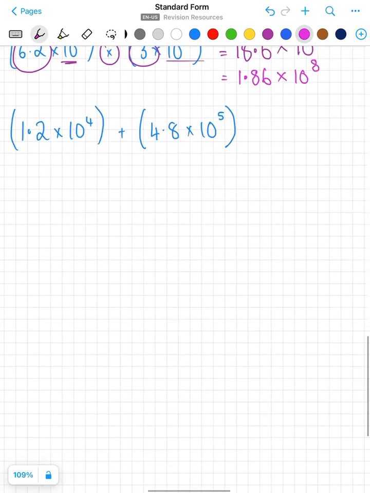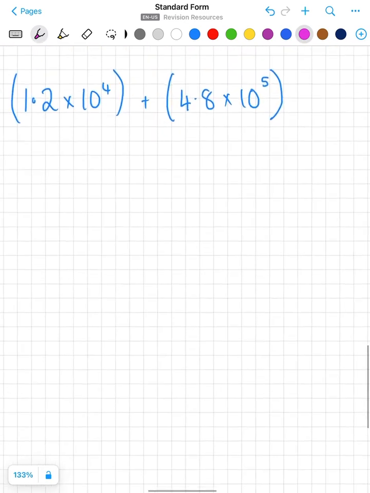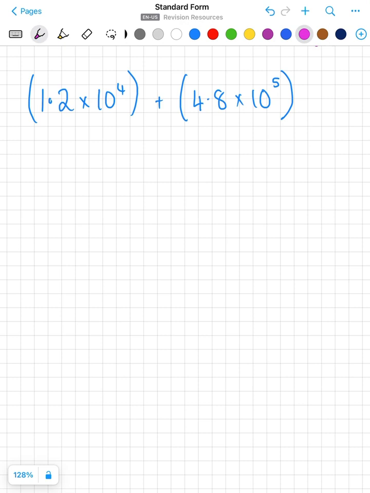Now we're going to add. With adding, again, what you don't want to do is be converting these numbers into ordinary numbers. We can deal with it in standard form. What we do want to ensure is that the power is the same. This is 10 to the 4 and this is 10 to the 5. So we need to convert either 1.2 times 10 to the power of 4 into something times 10 to the power of 5, or vice versa. So if we leave our 1.2 times 10 to the power of 4 as is, but now let's just write our 4.8 times 10 to the 5.